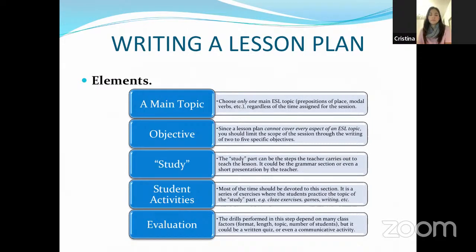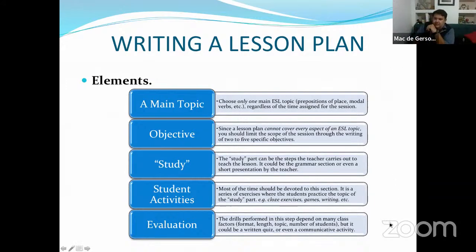Good. Thank you. Number 3 is the Salim. Study. The study part can be the steps the teacher carries out to teach the lesson. It could be the grammar section or even a short presentation by the teacher. Good. So in this part, it's the part where you teach whatever you want to teach. If it's a reading, it's grammar, if it's an audio, whatever, okay? And then the next one is the Daniela, please.